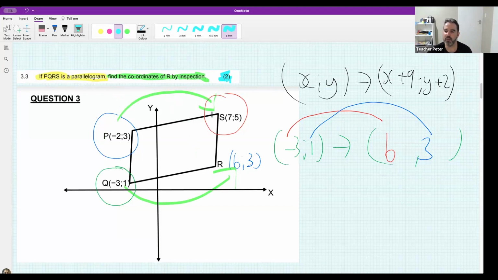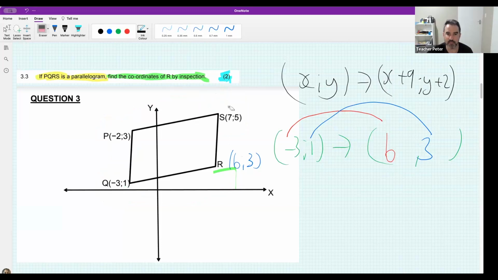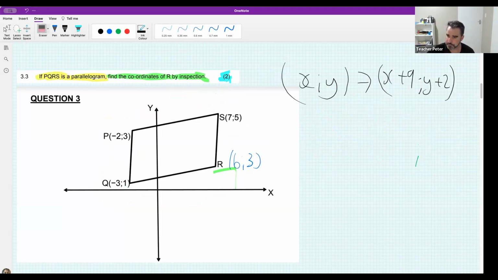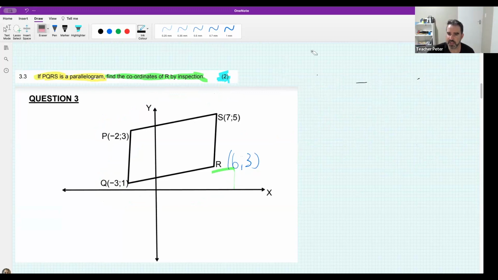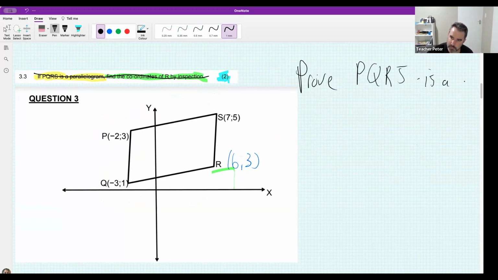All right, now I want to show you a different type of question. So I'm going to change the question now, but I am going to leave something here. So sometimes they ask, instead of if this, I'm going to scratch this out. The question is, prove that PQRS is a parallelogram. And we have 3 different choices.